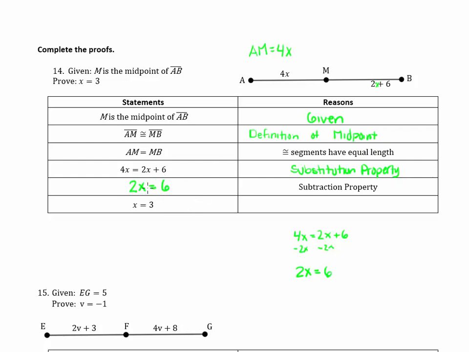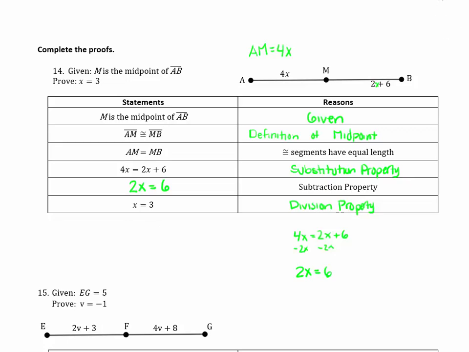Now our next move, somehow we get to x equals 3. We have to decide what move that is. Looks like we've divided both sides by 2. And the property that allows us to do that is the division property. And now we have proved that x is equal to 3. There's our statements, that's our work, and here's our reasonings why. x is equal to 3.